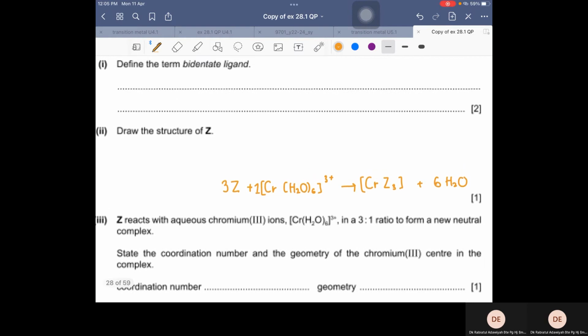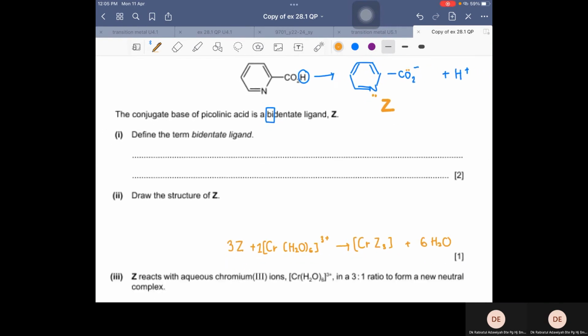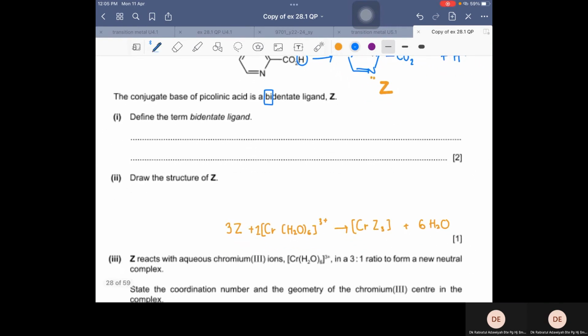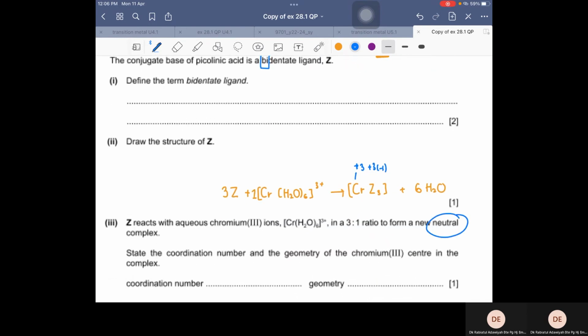Well, they don't ask for the equation, but I thought it's best to show you. What is the overall charge? Chromium is plus 3. Z is minus 1. So 3 times minus 1. Oh, neutral. It's mentioned. That's right. Thank you. Neutral. So that means no charge.